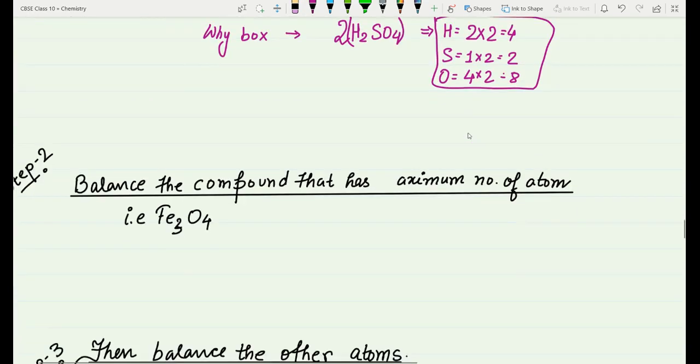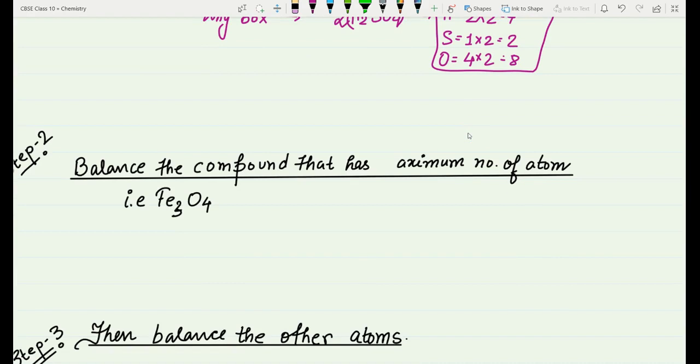Next we will balance the element that has the maximum number of atoms. In this case we have Fe3O4, right?